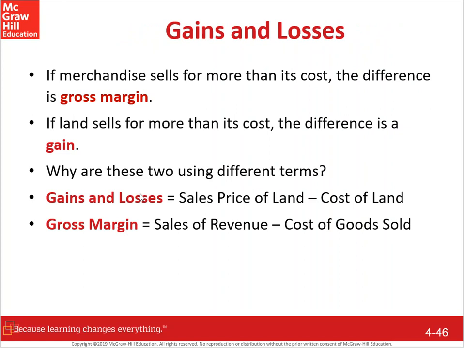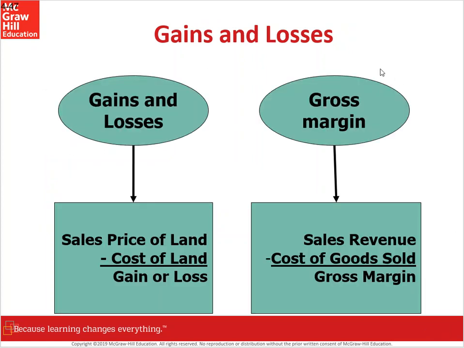We made quick reference to them way back in chapter one, but as a reminder, gains and losses are something that arise from doing what we're not in business to do. If we're selling our inventory, that's what we are in business to do, and that results in what we call gross margin. We'd be looking at our sales revenue minus our cost of goods sold, and that results in gross margin. But if we're selling something that we're not in business to sell, in this case, land, we're going to compute a gain or a loss. We're going to take the sales price of the land minus the cost of the land and compute a gain or loss. Now, all of these are going to be recorded in our financials. We just need to figure out how.